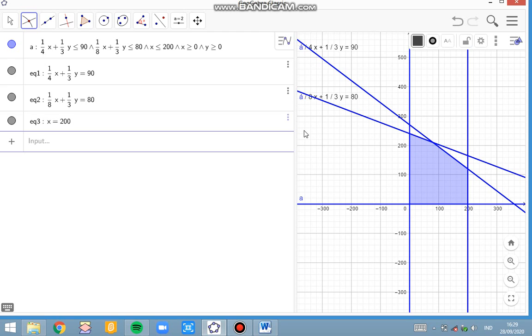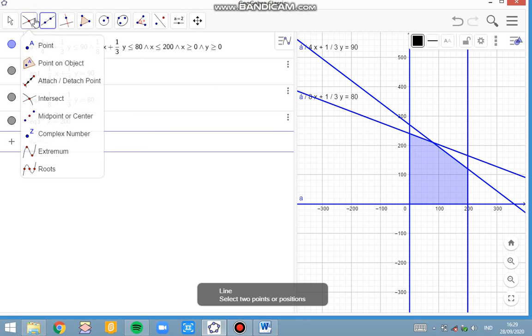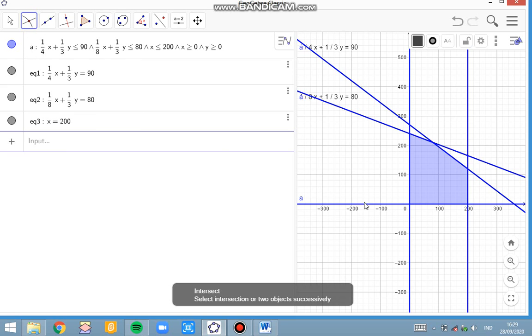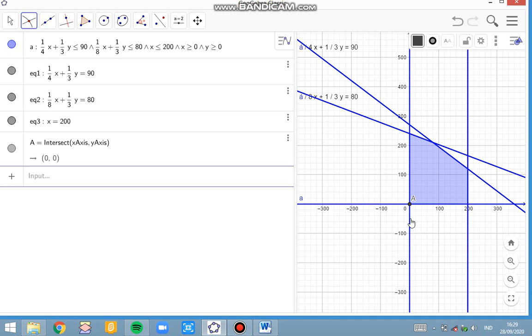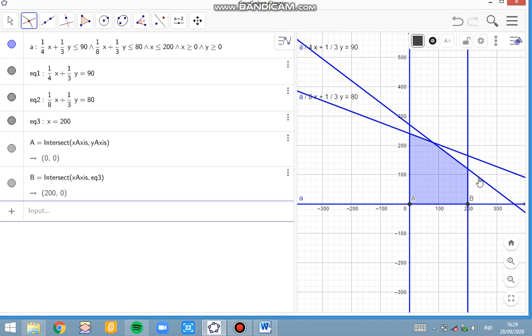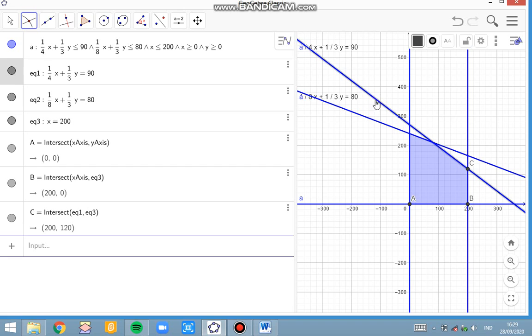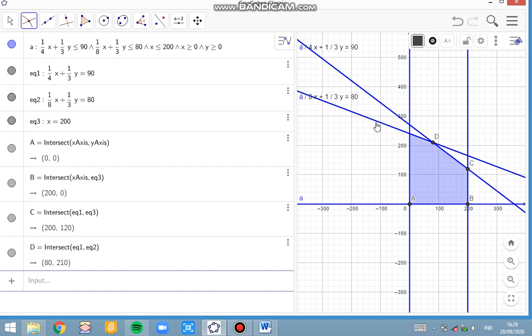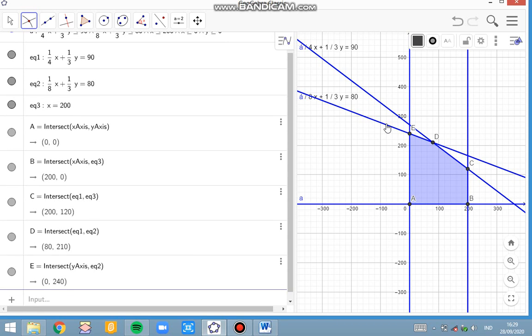Next, we want to find the vertices of the feasible area. We find them by the intersection of two graphs. We have point A and point B. Next we have point C, then point D, and the last we have point E. So we have 5 vertices for the feasible area.